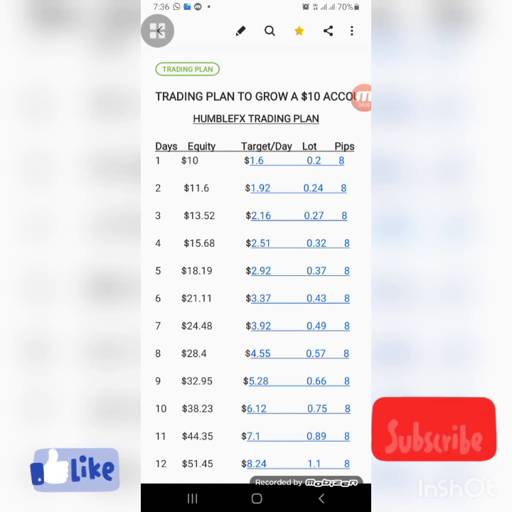After each day, we have each day's target, the lot size for each day, and the pips that we need for the whole day. So that is very simple to achieve.